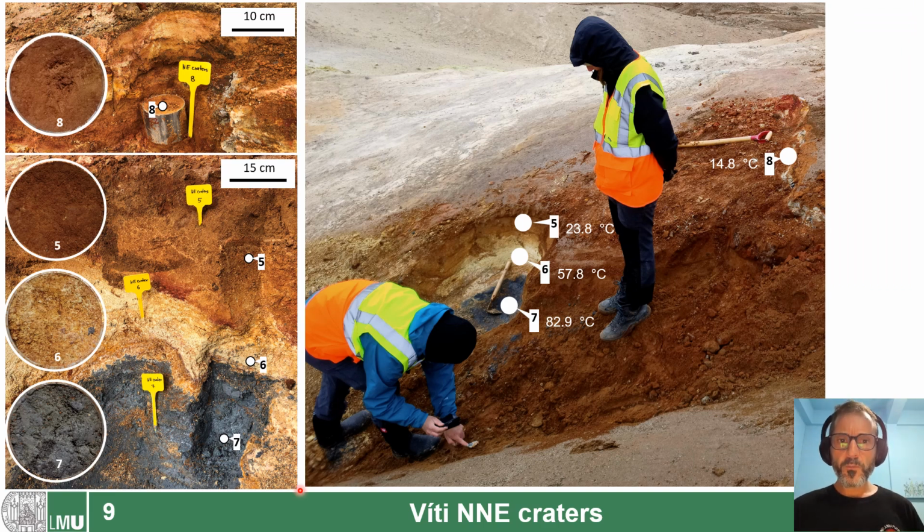At Site 2, the upper layers of soil retain similar characteristics to those observed at Site 1, as exemplified by sample 8. However, deeper layers show increased alteration. As well, temperature varies across this layer, ranging from 14.8 in the colder superficial region to 23.8, 57.8, to 82.9 Celsius deeper in the ground and in the more altered areas.